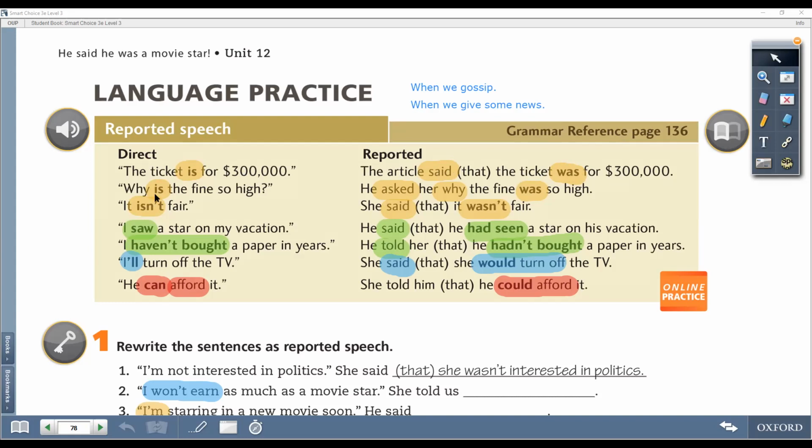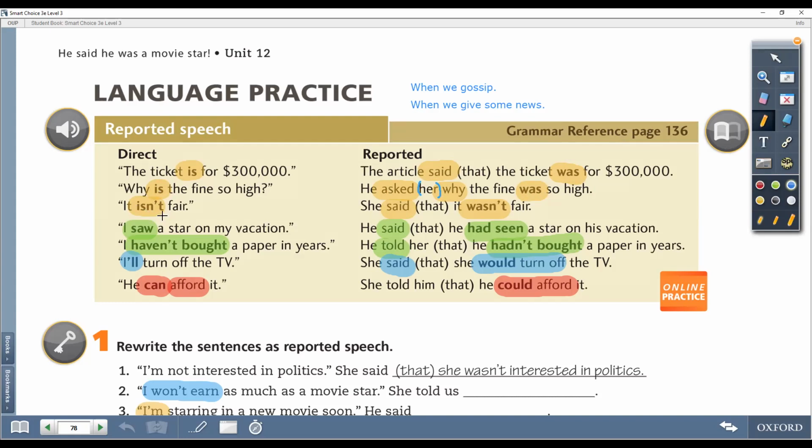The next one, why is the fine so high? So when we report, we can say, oh, he asked her why the fine was so high. Here, this is optional, okay? We don't need to really say he asked her, but we can say. This is optional. I'm going to put in parentheses. Okay, guys. We just need to say he asked why the fine was so high. So present becomes past.